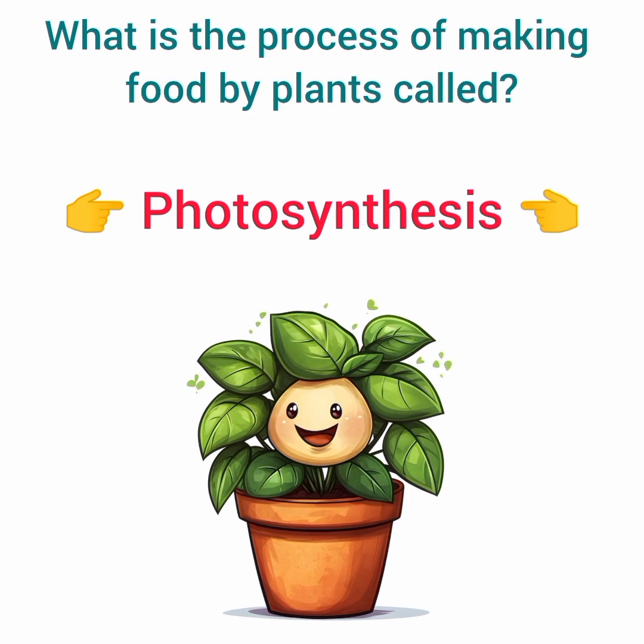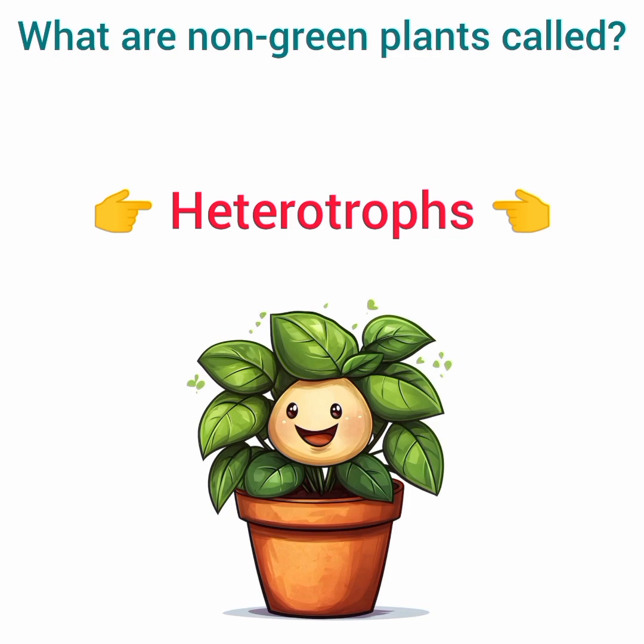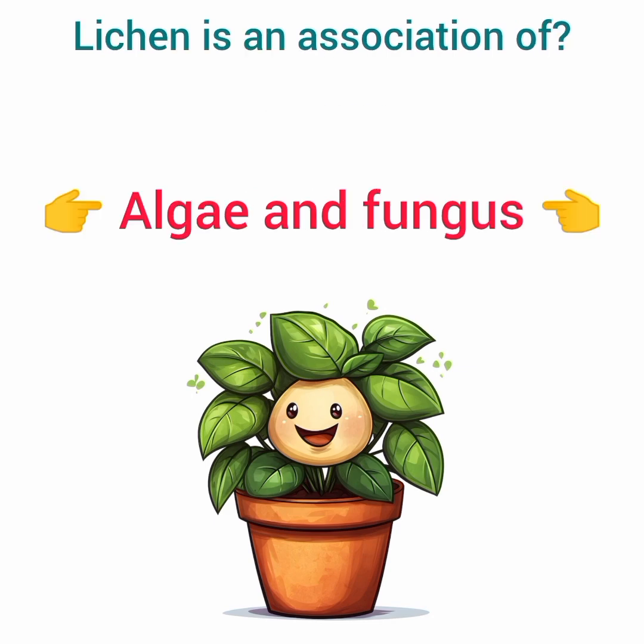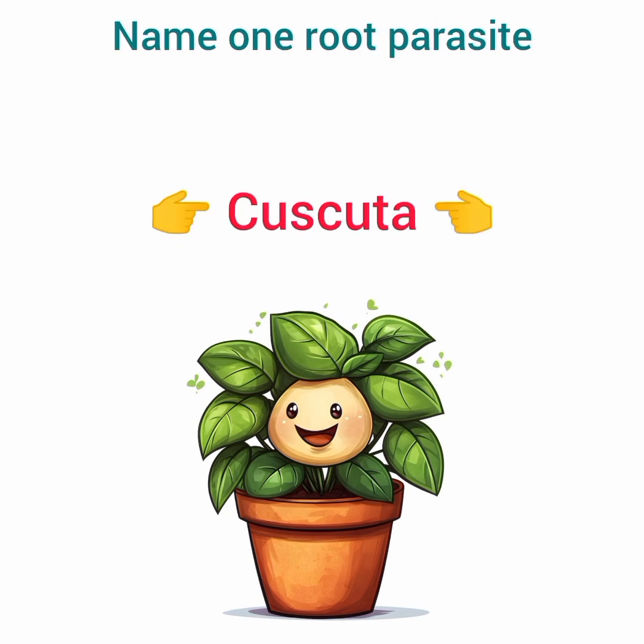Answer. Photosynthesis. What are non-green plants called? Answer. Heterotrophs. Name a symbiotic association in plants. Answer. Lichen. Lichen is an association of. Answer. Algae and fungus. Name one root parasite.